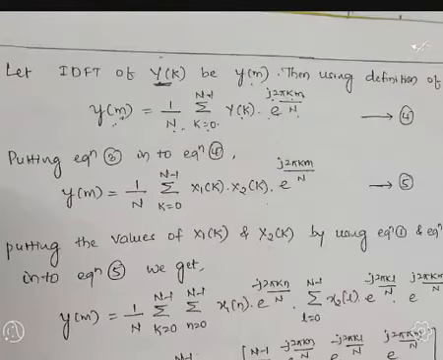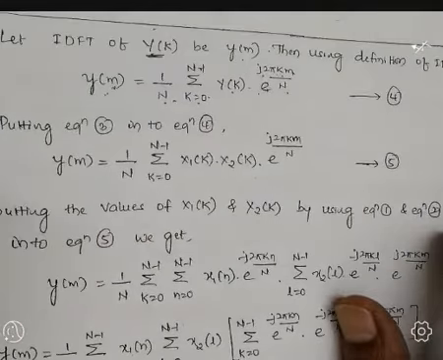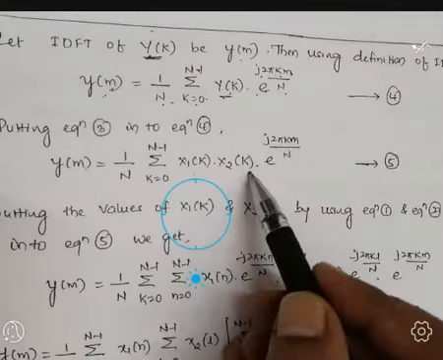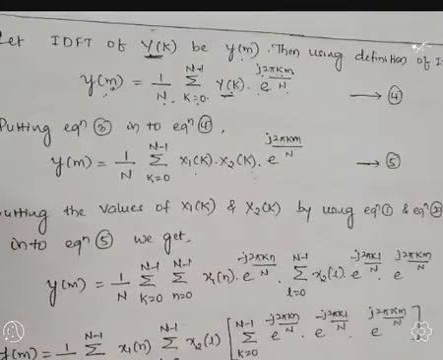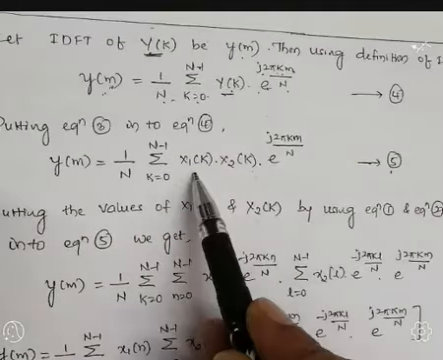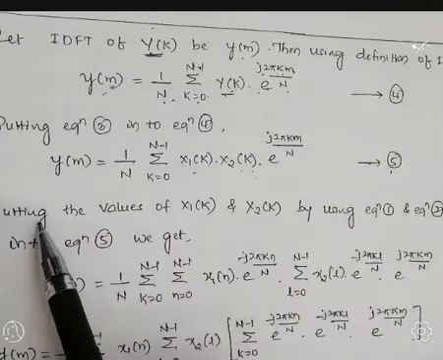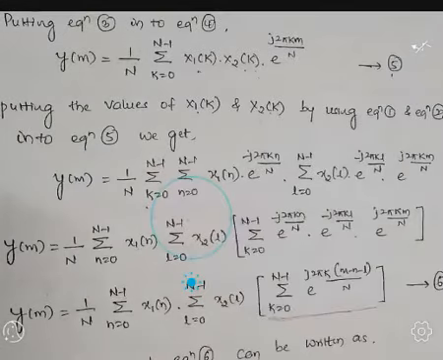Now further substitute. See, y of k is what? It is the multiplication of x1 of k and x2 of k. That one I'm going to substitute here. The remaining part is the same. So write it as equation number 5. But we know the values of x1 of k and x2 of k. So let us substitute the values of x1 of k and x2 of k in this equation. So what happens? Y of m as it is, 1 by n as it is, summation over limits k equal to 0 to n minus 1 as it is.